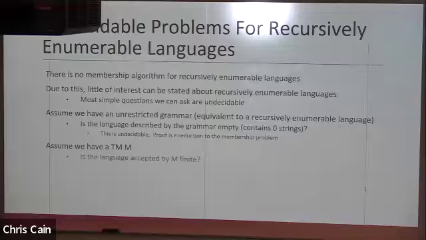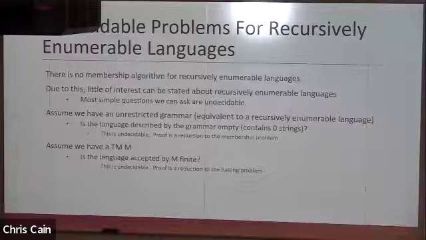Let's assume we have a Turing machine. Is the language accepted by that Turing machine finite? This is also undecidable. You can reduce this to the halting problem. But the intuitive idea is this has been going for quite some time. You've been adding strings to this language. Just because you've added some large number of strings to this language, does that mean you're not going to ever stop adding strings to this language? We don't know. It's going to be ambiguous.